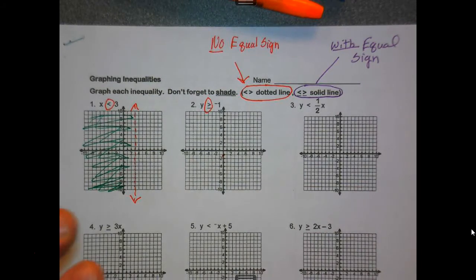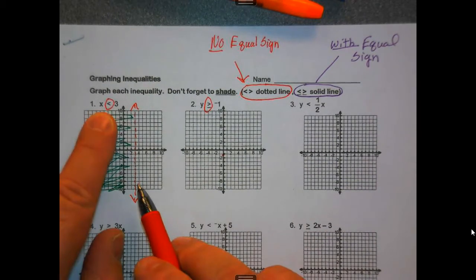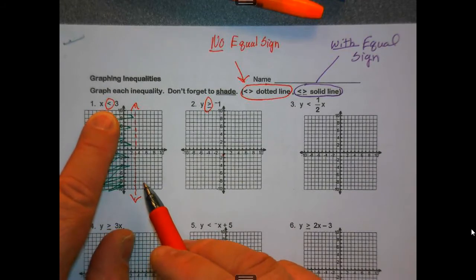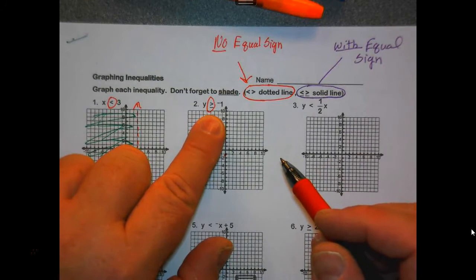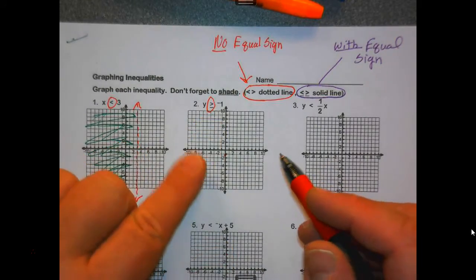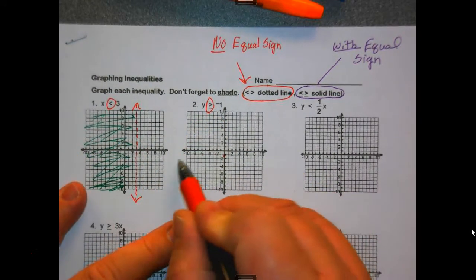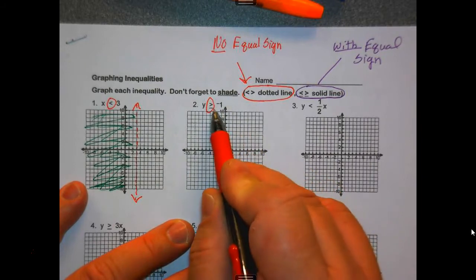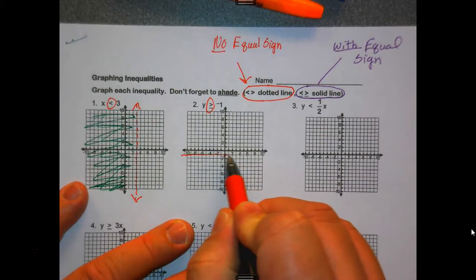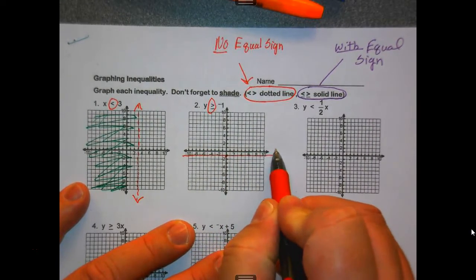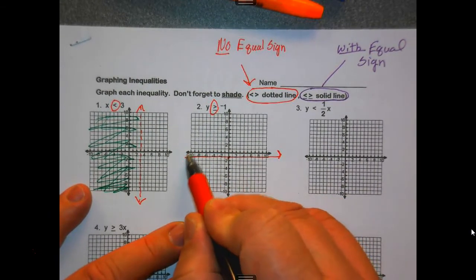Pardon me? Well, that's because that's a vertical line. Yeah, this y equals -1 is a horizontal line at -1. It's a solid line because it has an equal sign with it. So I'm going to put a solid horizontal line at y equals -1.